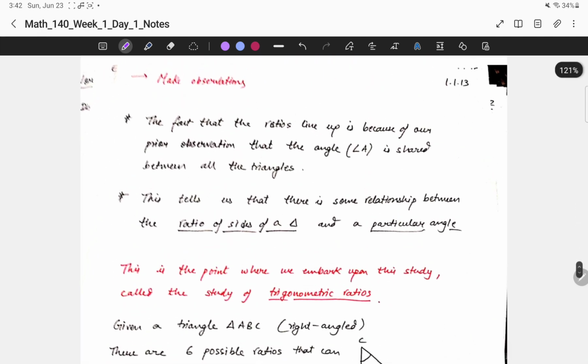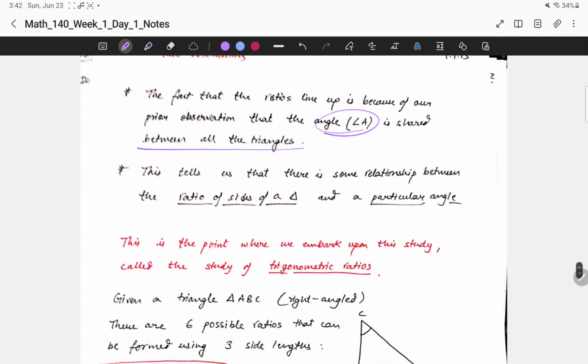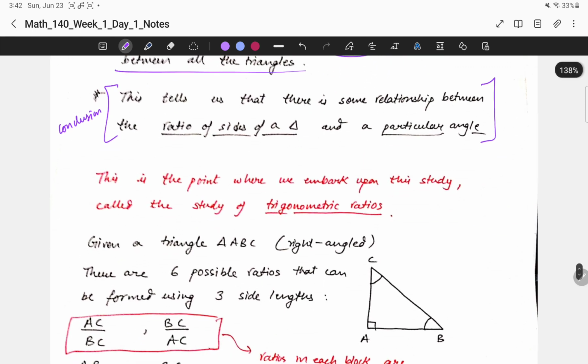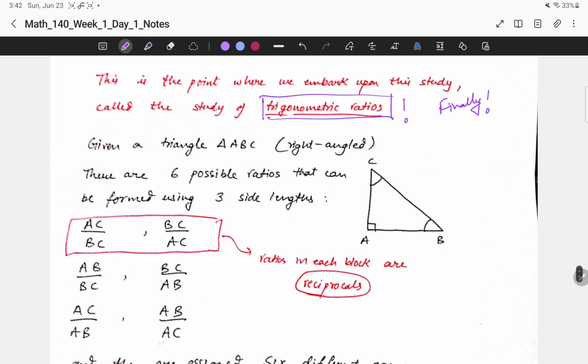Now the reason these ratios line up is because the angle A is shared between all the triangles. So at this point, because our intuition or our guess that angles are related to ratios of sides is somewhat confirmed, we're going to embark upon this study, which is called the study of trigonometric ratios, or trigonometry. Now given a right triangle ABC, there are 6 possible ratios that can be formed using 3 sides.